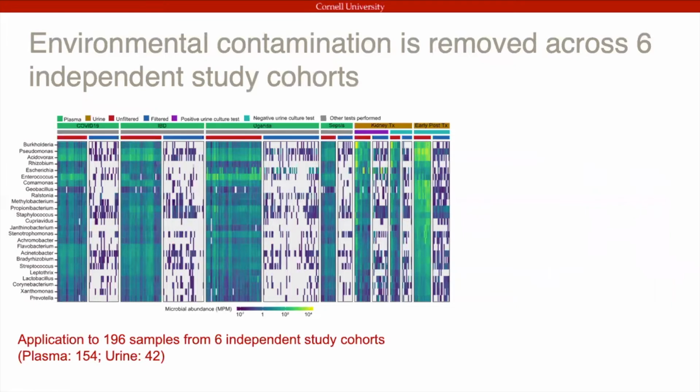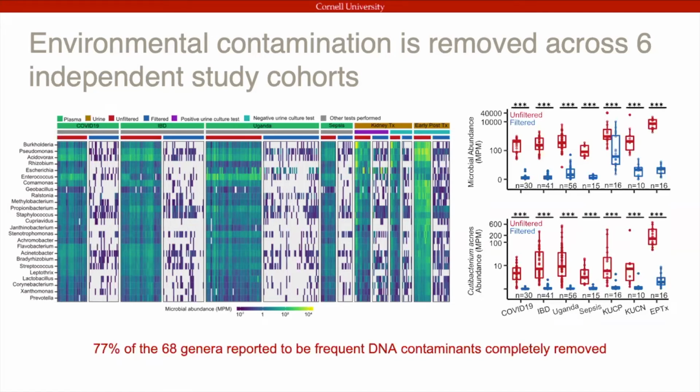We applied cfSeq to 196 samples from 6 independent study cohorts. And we quantified the abundance of 68 genera that were identified as the most common contaminants in literature. And here I'm just showing a heat map of the abundance of the top 25 of the 68 that we're seeing in our sample sets. And for each of these cohorts, we see a pair of heat maps where on the left is before filtering and on the right is after cfSeq filtering. And we're seeing that across all the study cohorts, we're removing a lot of the environmental DNA contamination.